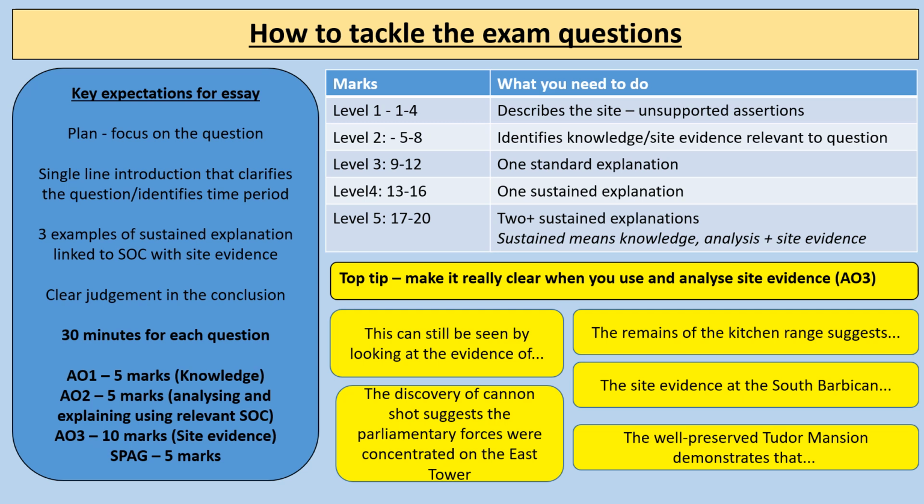In terms of the marks, out of 20, 5 marks go for your use of own knowledge, 5 marks are for your use of analysis and explaining using relevant second order concept language, and then 10 marks go for your use of source and site evidence. So it's absolutely crucial in this exam to use lots of site evidence, the physical site evidence, what you can learn from looking at the physical remains of the site, what you can learn from any source evidence associated from the site, any archaeological evidence as well.